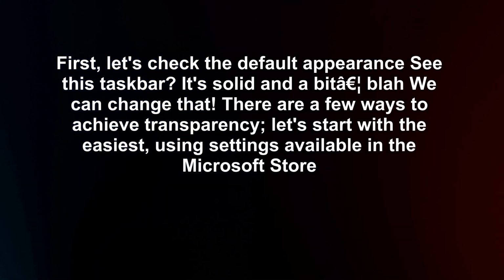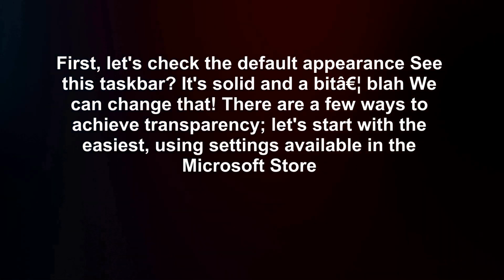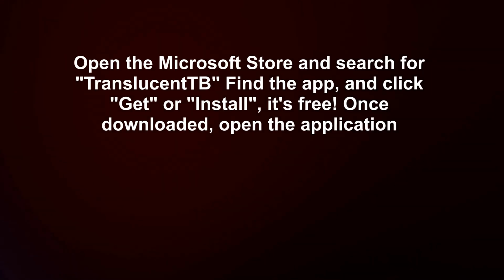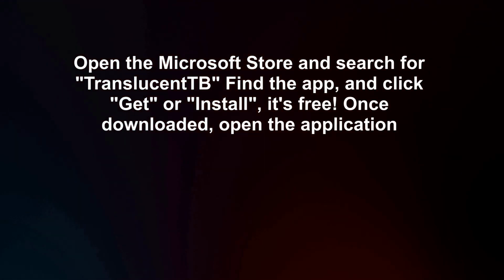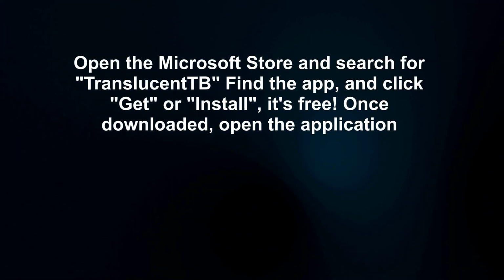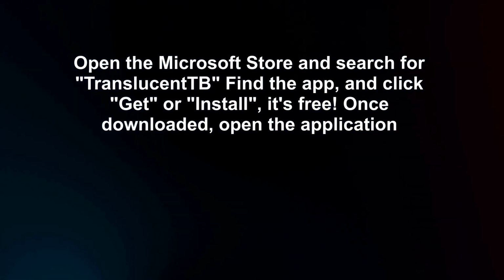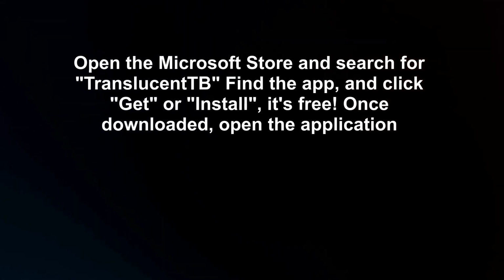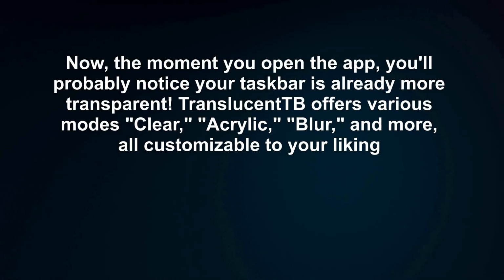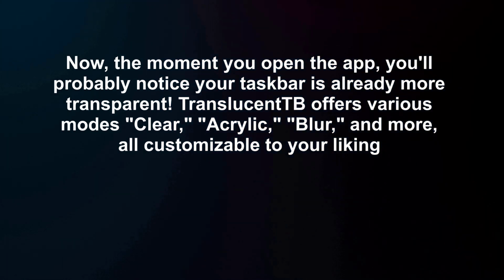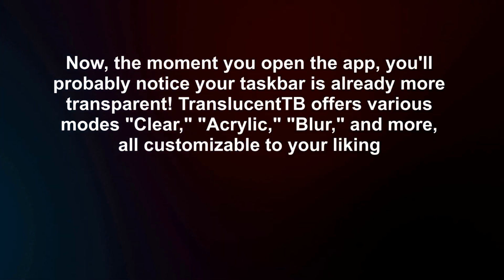Let's start with the easiest, using settings available in the Microsoft Store. Open the Microsoft Store and search for Translucent. Find the app and click Get or Install. It's free. Once downloaded, open the application. Now, the moment you open the app, you'll probably notice your taskbar is already more transparent.